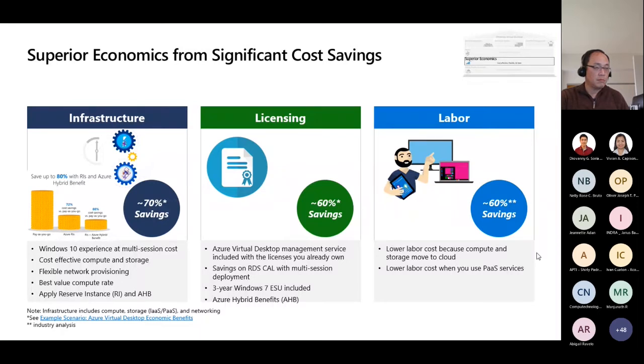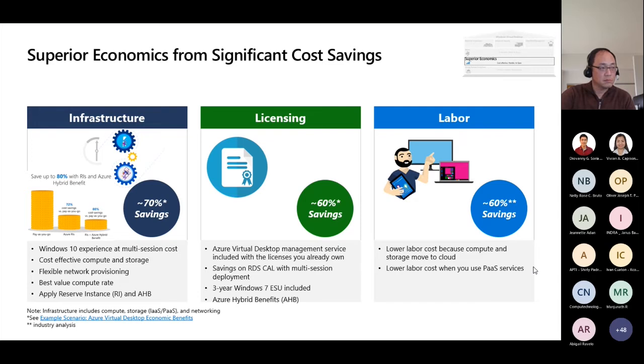This is a big cost savings, and the combination of reservation instance. Are you familiar with that? So reservation instance means you reserve the compute cost for a specific time, for example, 1 year or 3 years. Then combine that with Azure Hybrid Benefit, meaning you will use your existing Windows Server license with Software Assurance in a virtualized environment. So you will only pay for your reserved infrastructure, meaning the host environment.